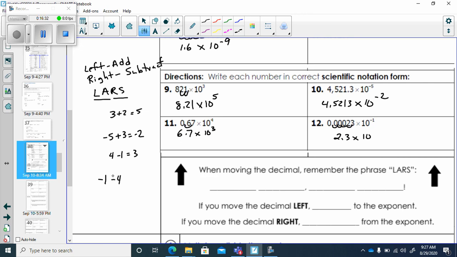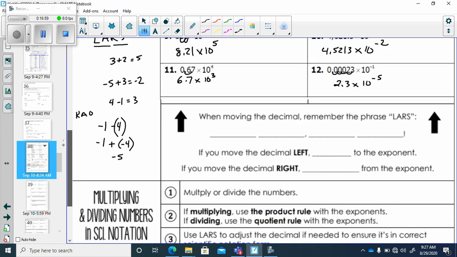We talked about if we're subtracting a number, we rewrite that as an addition sentence. Keep, change, opposite. We keep this. We change this to addition. We look at this number here, which is a positive 4, and we use the opposite, okay? Negative 1 plus negative 4 is negative 5. 2.3 times 10 to the negative 5 power.